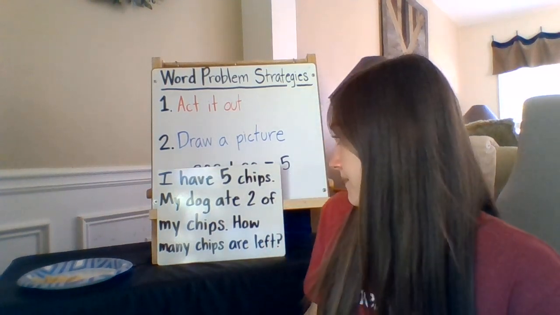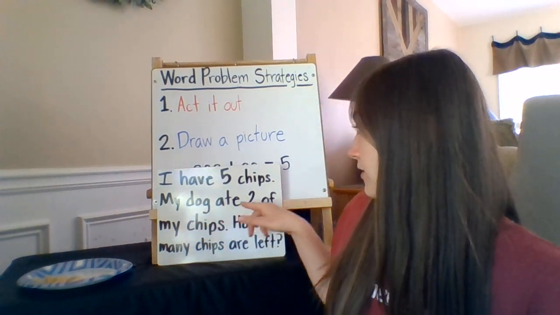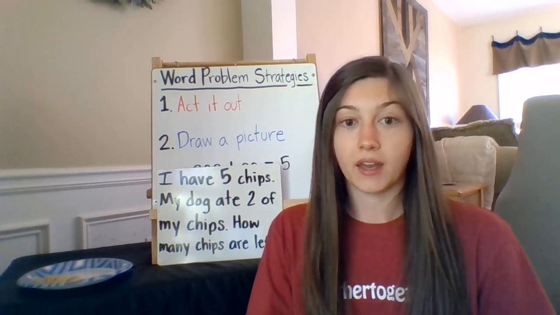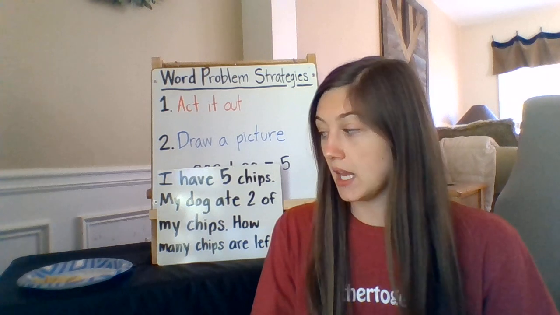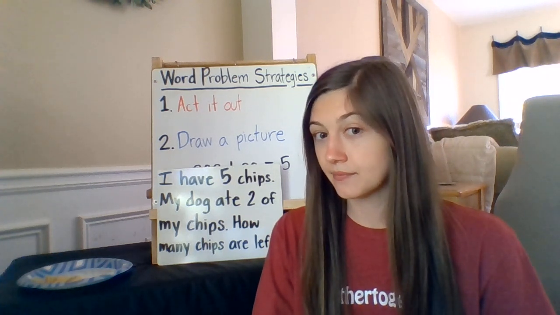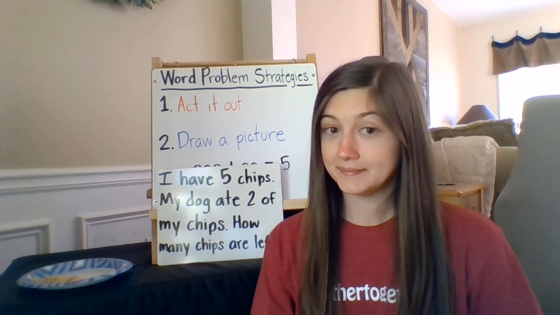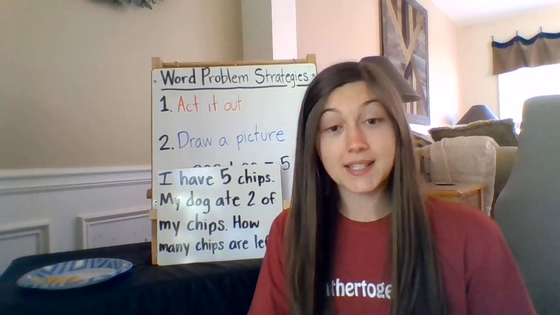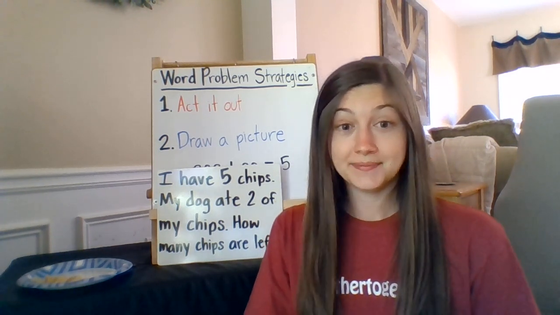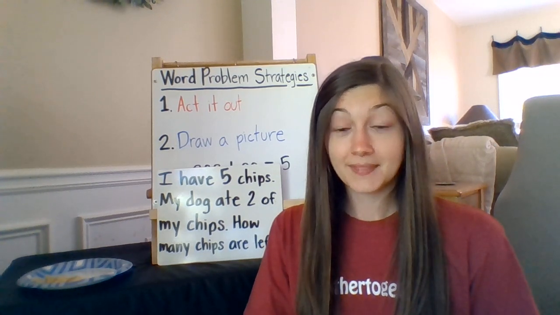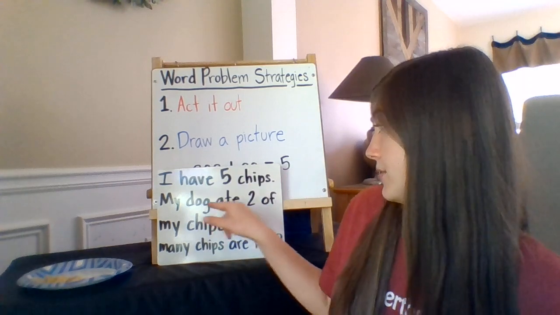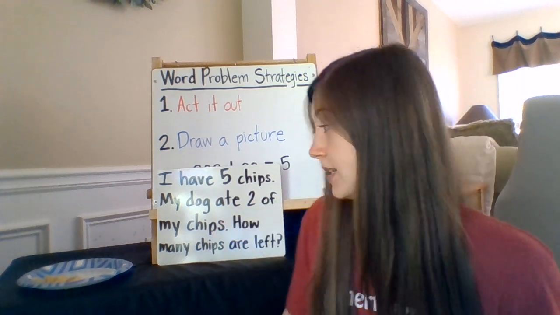Let's read what's next. My dog ate 2 of my chips. Let's stop and think. Is that taking away or adding? If my dog eats 2 of my chips, that's taking away. And if we take something away, is that addition or subtraction? It's subtraction. So, I have 5 chips. My dog ate 2 of my chips.